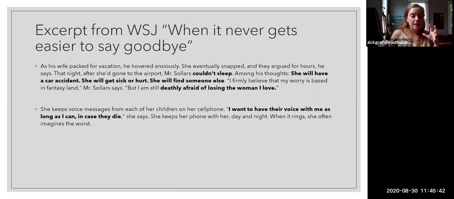So he's really clingy as she's getting ready to go, to an extent that's really annoying and causes arguments. And then once the separation happens, he experiences a ton of worry accompanied by physical symptoms similar to GAD, like loss of sleep. And some of the worried thoughts he has are things like, she'll have a car accident, she'll get sick, she'll get hurt, she'll leave me for somebody else.